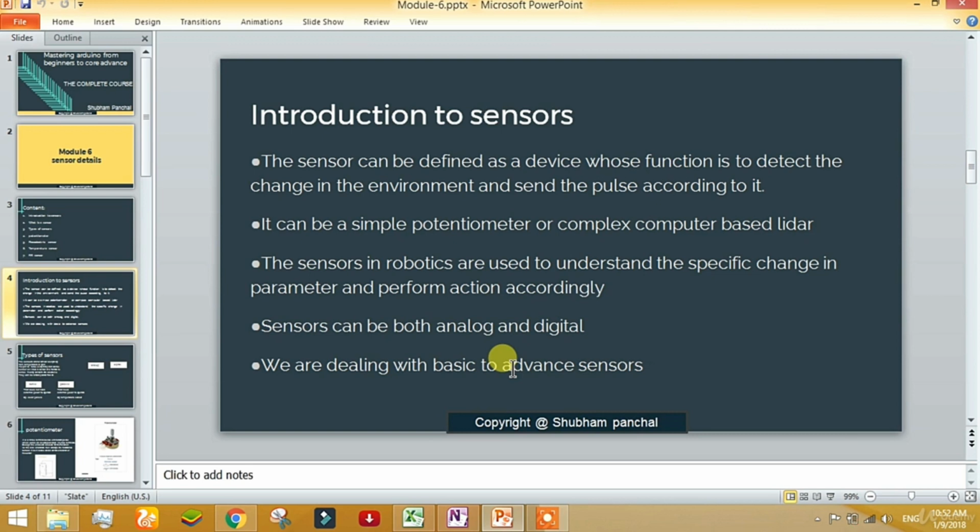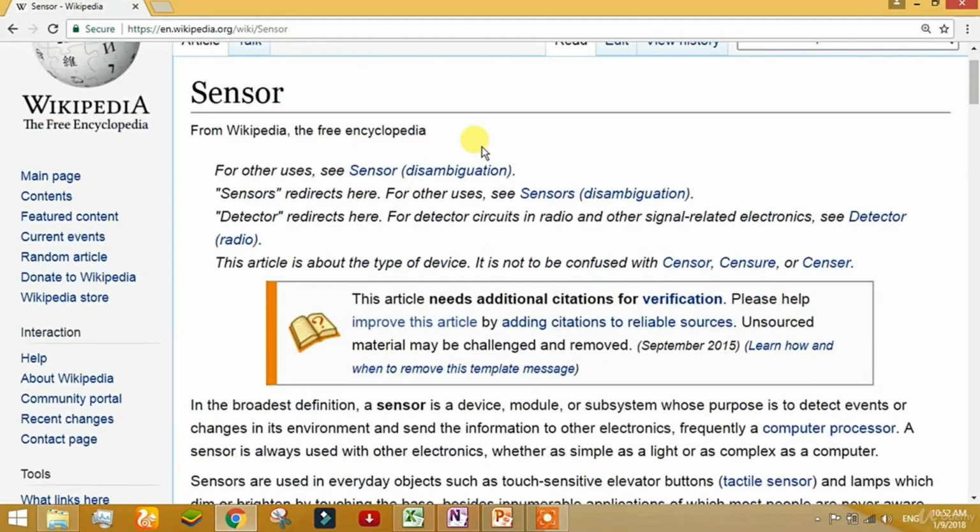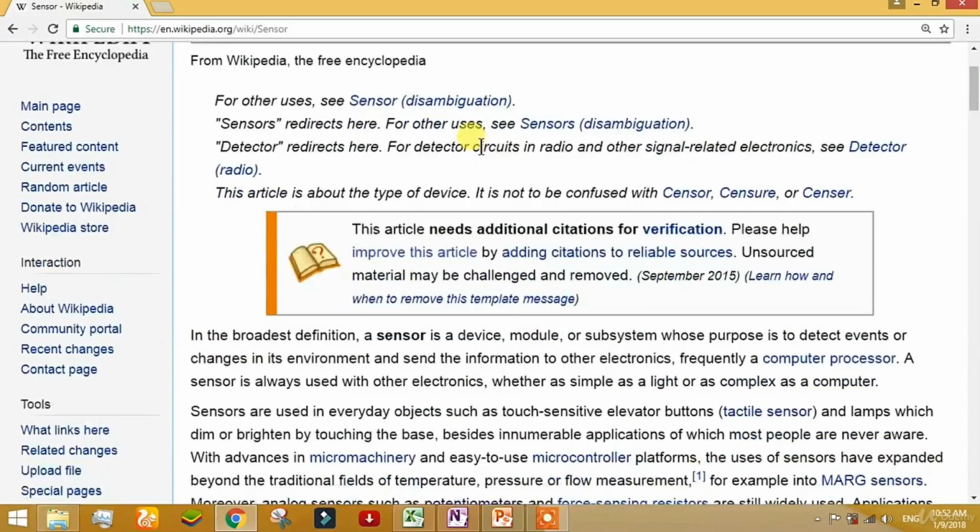And there are very high-tech sensors also. Let's check what Wikipedia says about the sensor. Wikipedia has a very technical definition: a sensor is part of a subsystem used to process data and give the environmental change values to the machine. Sensors can be very simple, such as a simple transistor for a temperature sensor, or extremely complicated, such as a camera or a LiDAR sensor. This was the definition of the sensor.